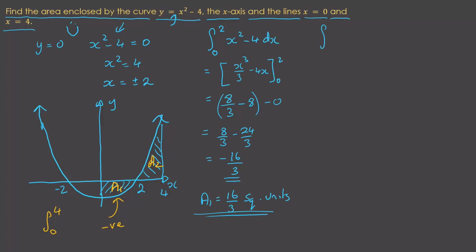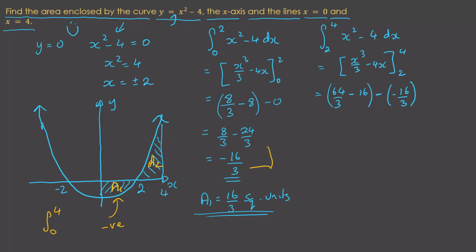For the bit above the axis, I get the integral from 2 to 4 of x squared minus 4 dx, which is the same integral obviously, so x cubed over 3 minus 4x, just different limits, 2 to 4. Putting 4 in there gives me 64 over 3 take away 16, and putting 2 in there we know is going to give us -16 over 3. We worked that out earlier over here.